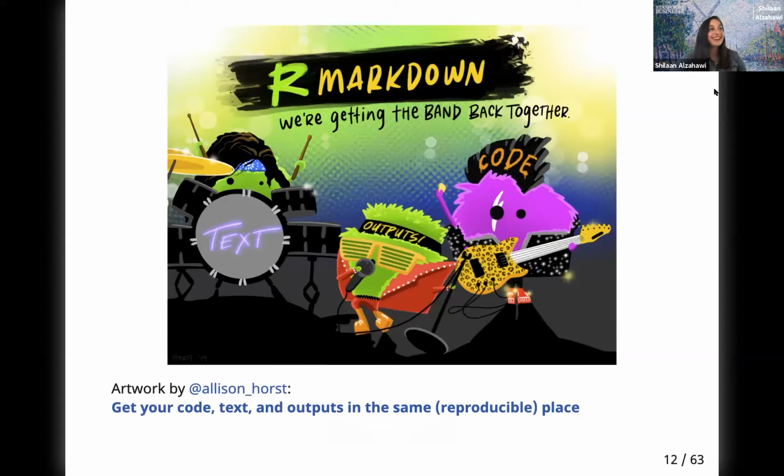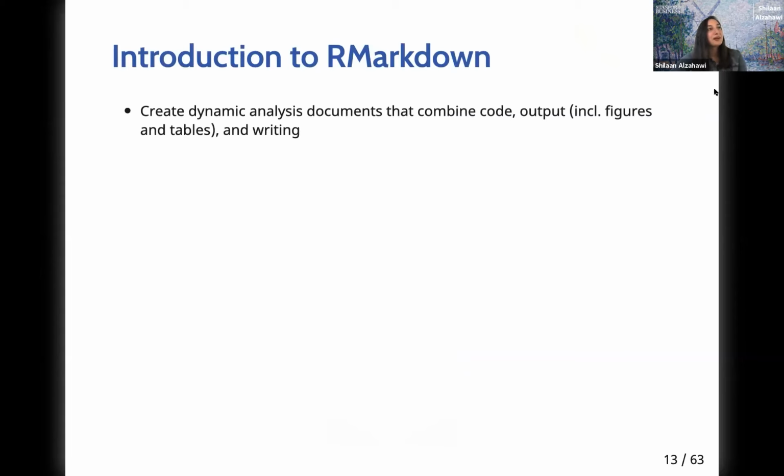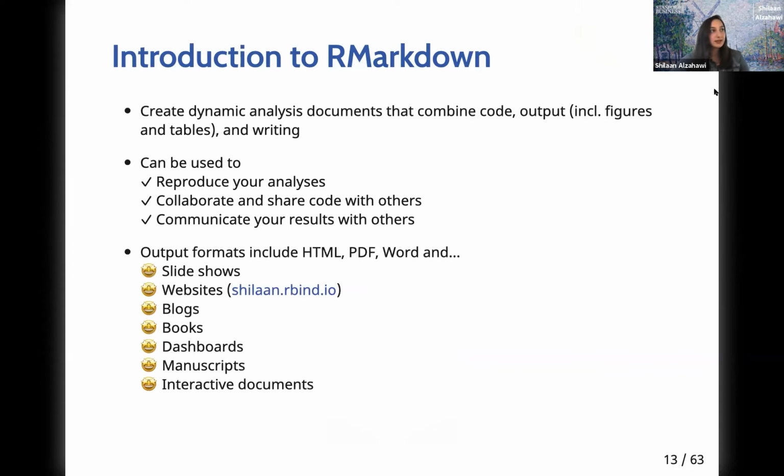So I love this artwork, which is basically telling you that the whole idea of R Markdown is getting the band back together, and the individual band members are your texts, your outputs, and your code. So, a brief introduction to R Markdown. With R Markdown, you can create dynamic analysis documents that combine your code, your output, including your figures and tables, and your writing. And it can be used to reproduce your analyses, collaborate and share your code with others, and communicate your results with others.